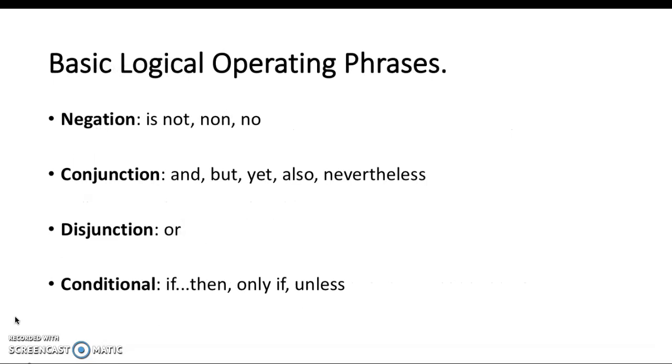The main logical connectives we are concerned with include negation, which is usually expressed with phrases like is not, none, or no; conjunction, which is usually expressed with phrases like and, but, yet, also, or nevertheless; disjunction, which is usually expressed with phrases like or; and conditionals, which are usually expressed with phrases like if then, only if, or unless.